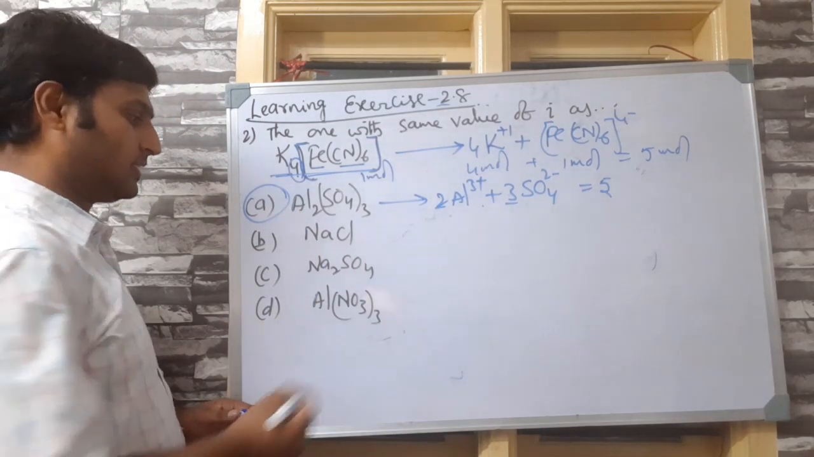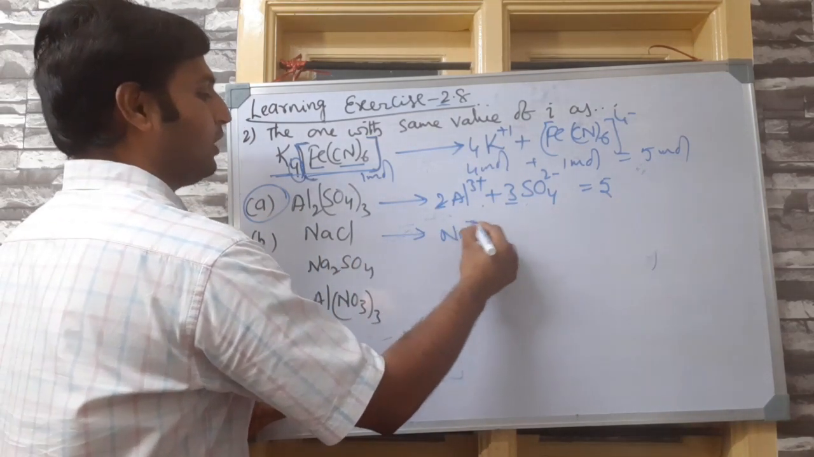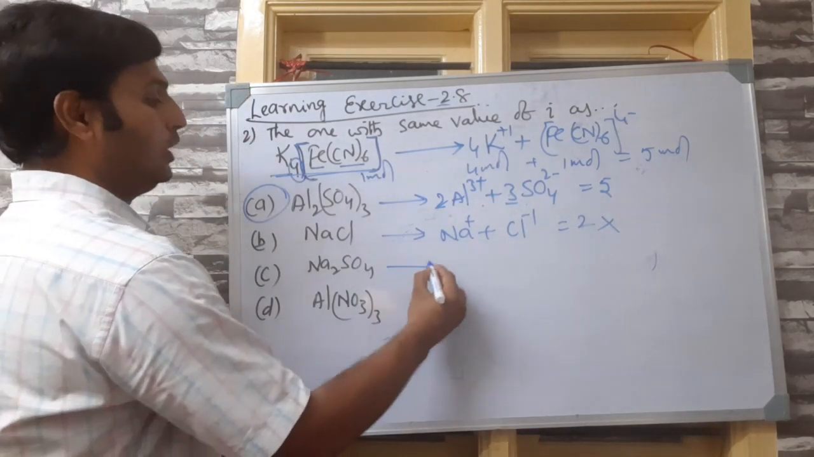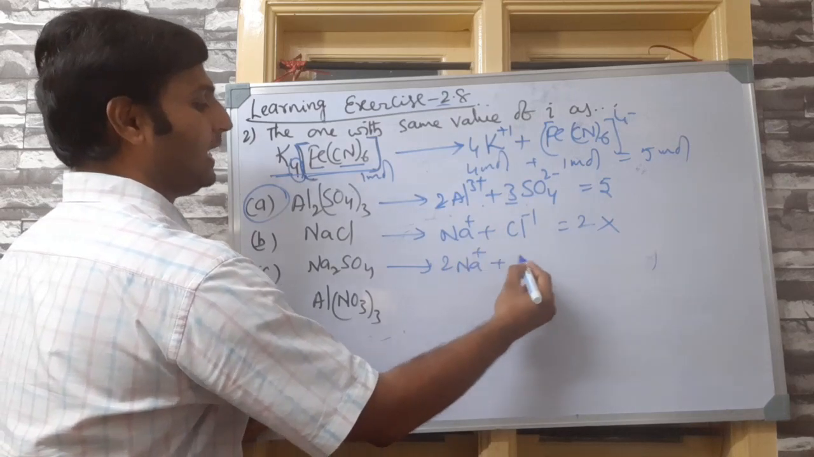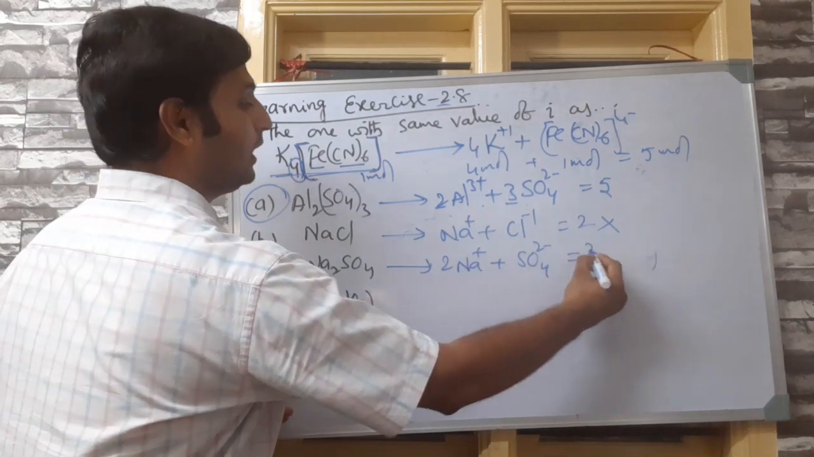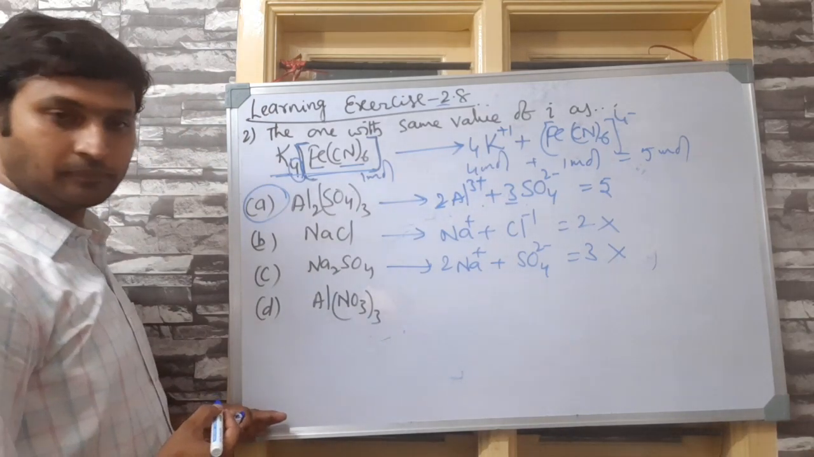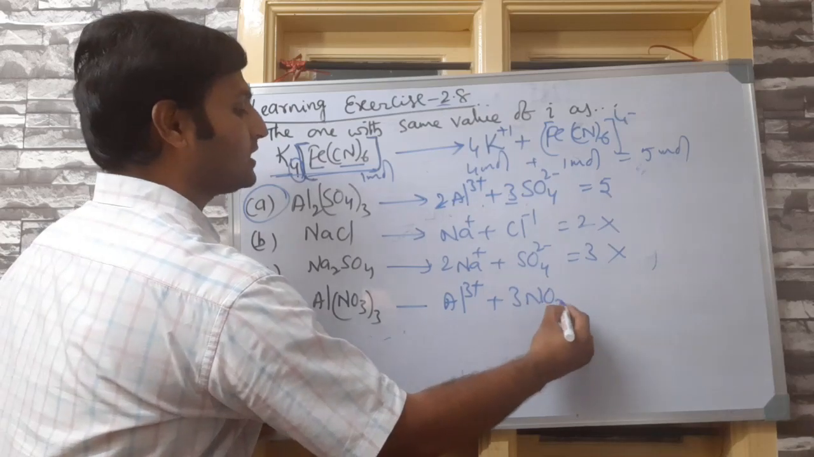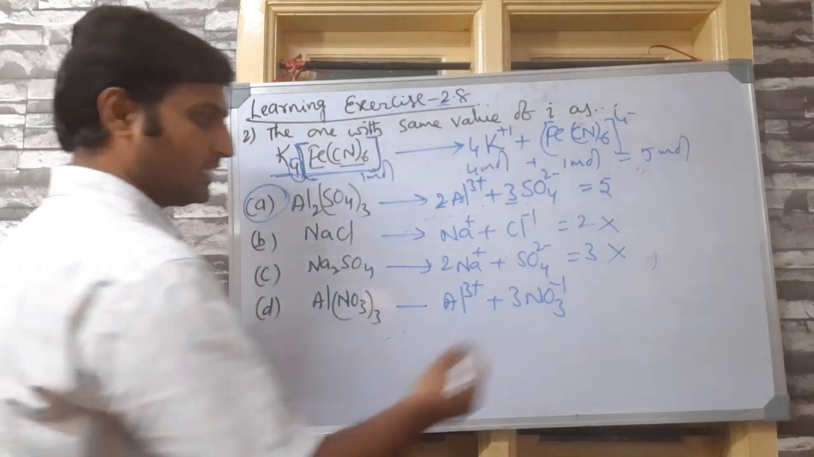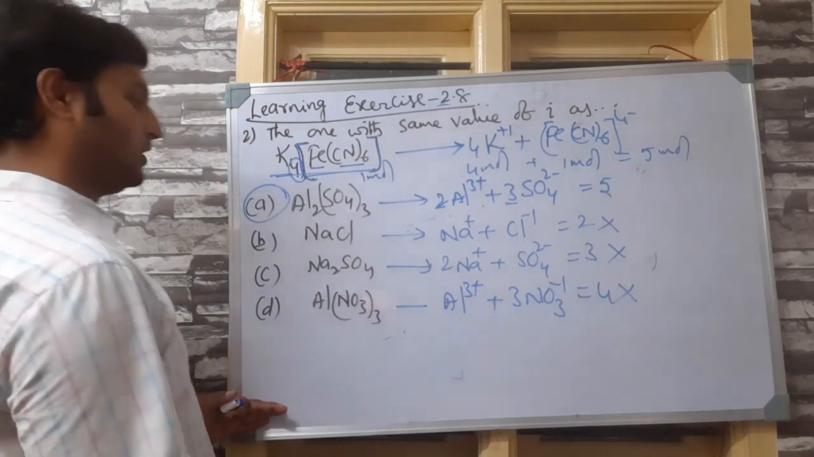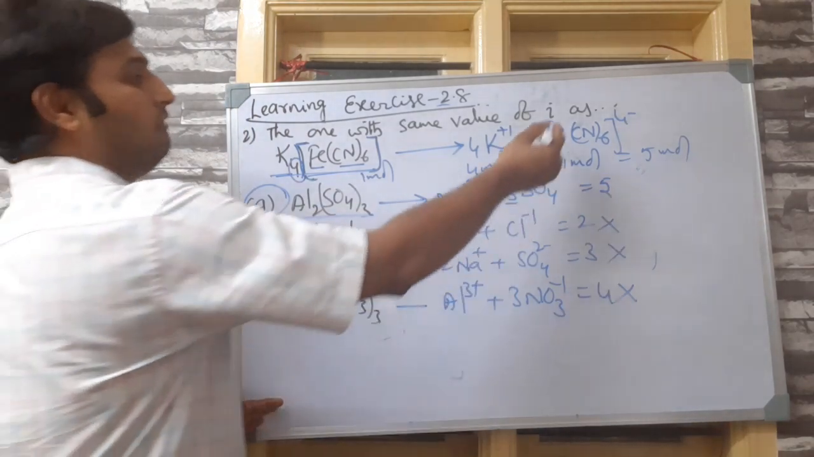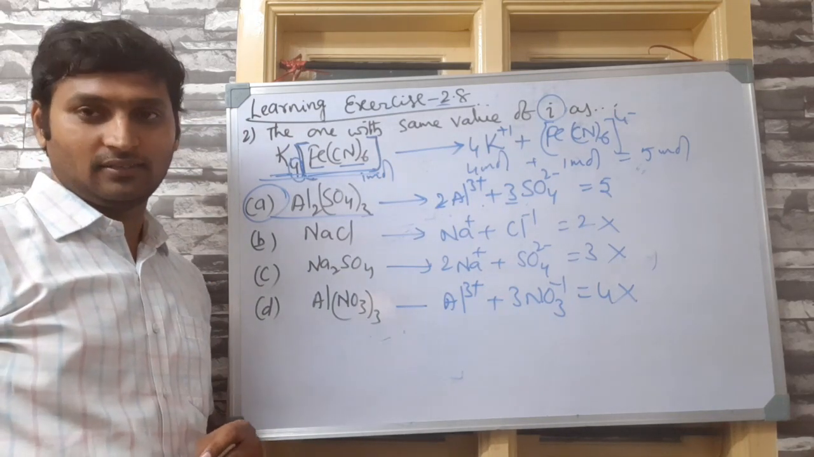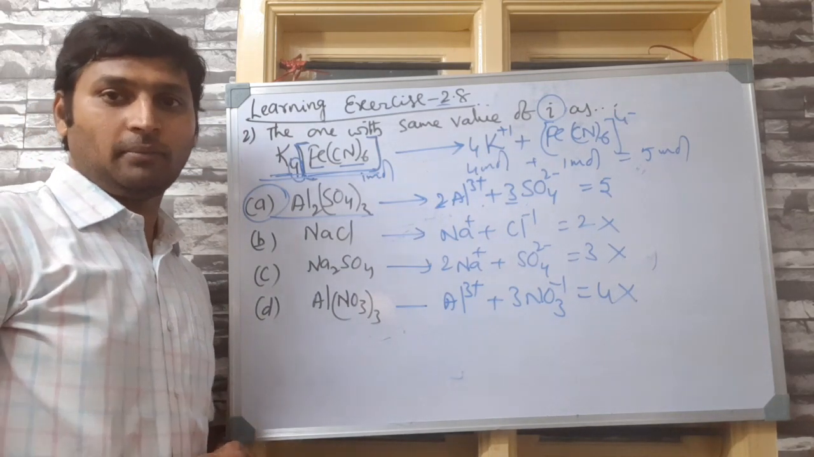But let us rule out the others. Sodium chloride gives 1 mole of sodium cation and 1 mole of chloride anion, only 2 moles. Doesn't match. Sodium sulfate gives 2 moles of sodium cations and 1 mole of sulfate anion, total 3 moles. Doesn't match. Aluminum nitrate gives 1 mole of aluminum cation and 3 moles of nitrate ions, NO3 minus, total 4 moles. Doesn't match. So aluminum sulfate shows the same Van 't Hoff factor as potassium ferrocyanide, K4[Fe(CN)6]. That was your question number 2 from learning exercise 2.8.